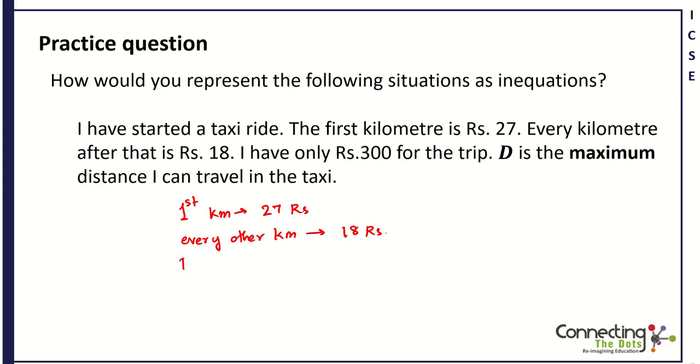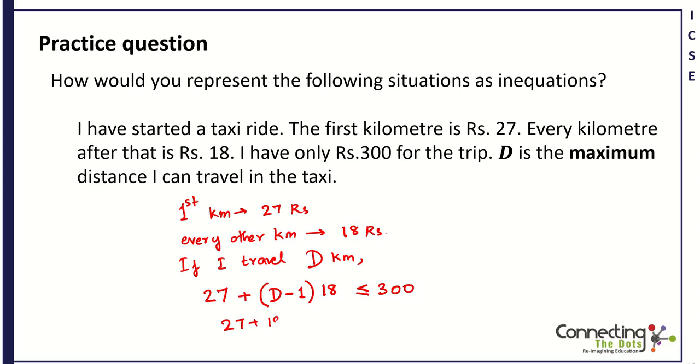So if I travel d kilometers, then how much should I pay? I should pay 27 for the first kilometer. And how many kilometers are left now? After I have paid 27 for the first kilometer, I have d minus 1 kilometers to travel. And for each kilometer of that, I have to pay 18 rupees. And the total cannot exceed 300. So this becomes my inequation. So 27 plus 18d minus 18.